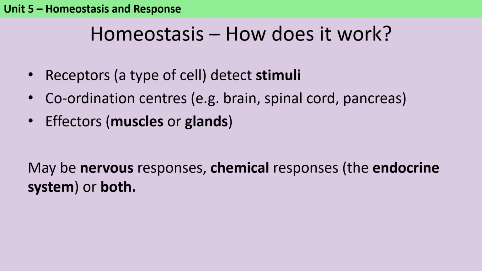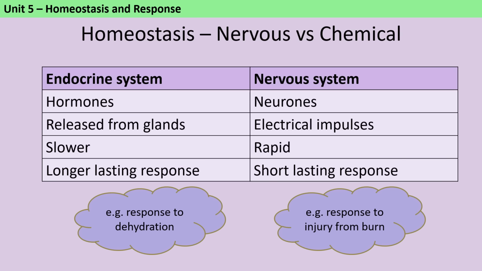There are nervous responses from your nervous system, and there are also chemical responses, called hormones, from your endocrine system. And there are some responses that involve both of these systems. You might be wondering why the human body needs these 2 systems. The endocrine system works using hormones which are released from glands. It's slower and produces longer lasting responses.